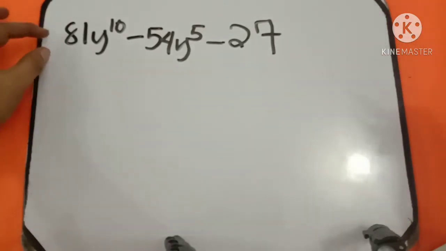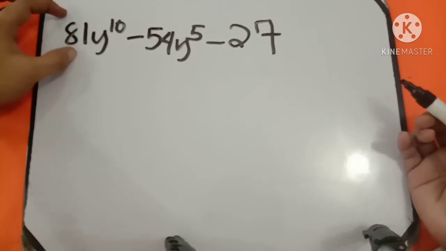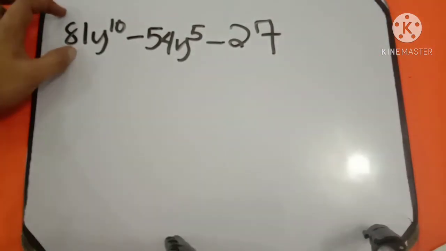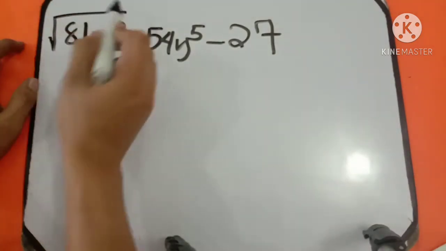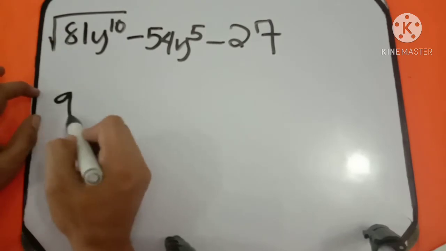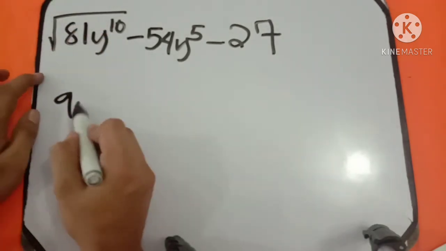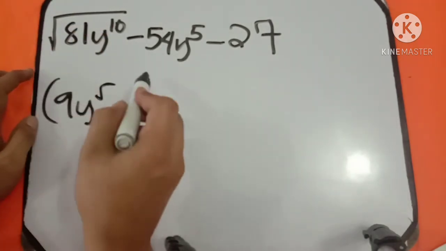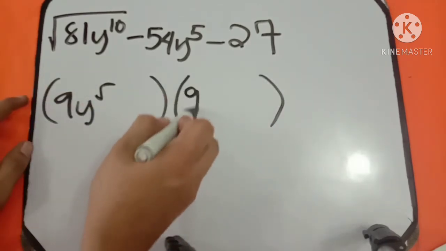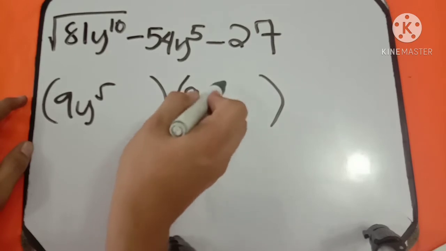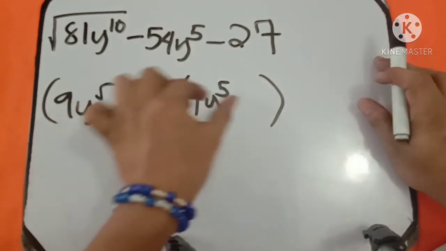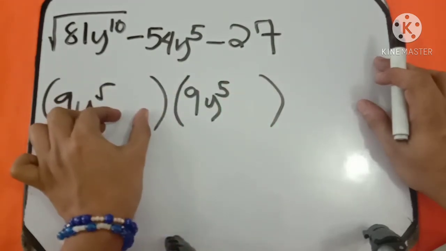Okay? So you have to get the square root of the first term and then you get the factors of the last term. So for the square root of the first term, you simply write here the radical symbol. The square root of 81 is 9, and then the square root of y raised to 10 is y raised to 5. So you have the first term of each factor. You don't have the value for the second term.